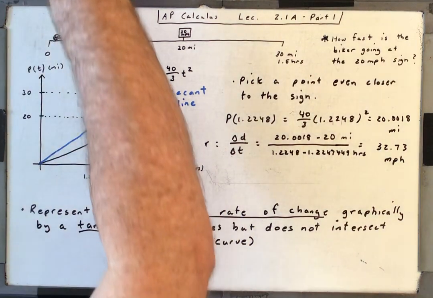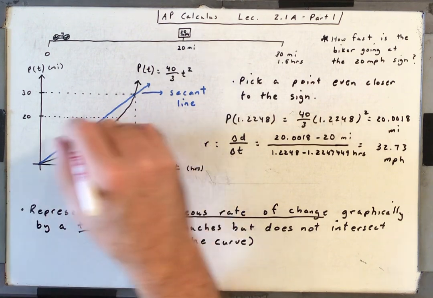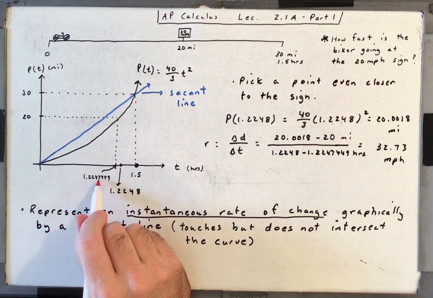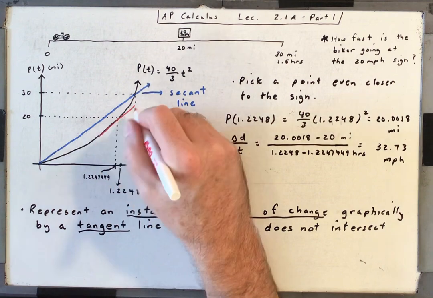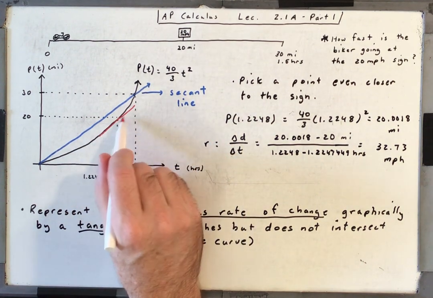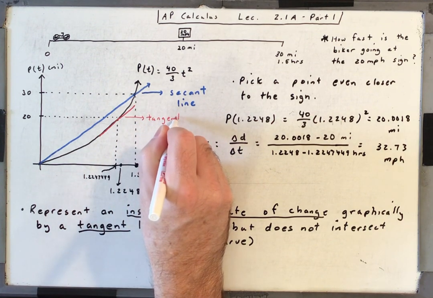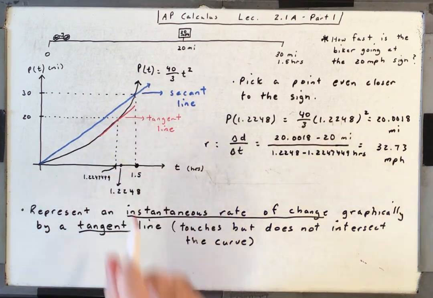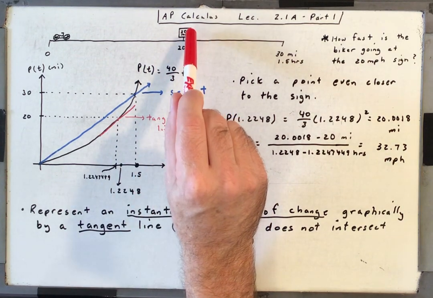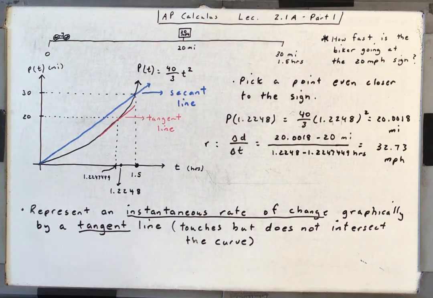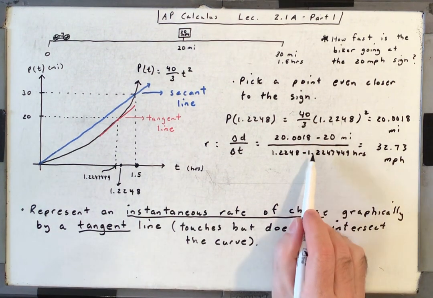So I'm going to do this one in red. So the tangent line to this curve, this parabola at 20 miles and 1.2247449 hours would look like this. So see how it grazes there at that point but doesn't intersect. That's the tangent line. What we want to get is the slope of that line. If we can get the slope of that tangent line, that's the speed that biker was going exactly at the 20-mile-an-hour sign. It's honestly crazy amazing.